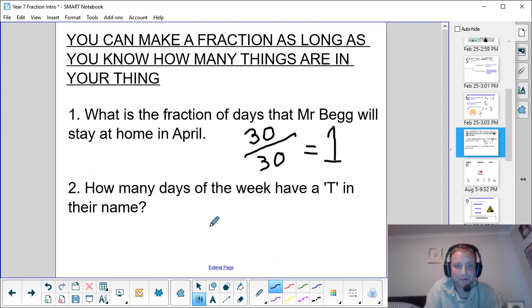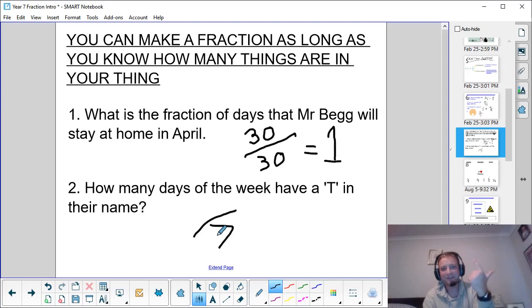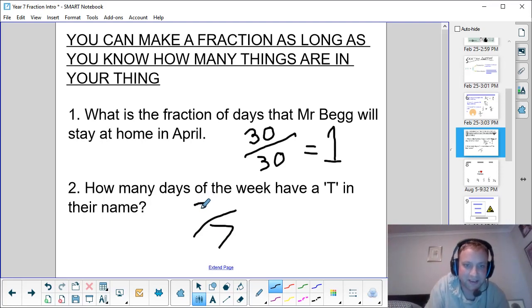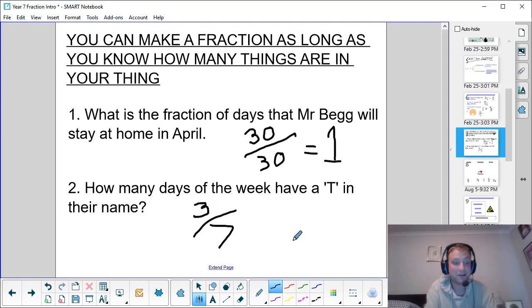Probably a more sensible example, how many days of the week have a T in their name? You've got to know how many days there are in the week, and I know the days are all blurring together for us right now, but weeks still have 7 days in them. So we'll put a 7 down the bottom, that's our denominator, because that's our whole week broken into 7 equal pieces. And how many days of the week have a T in them? Well, Monday doesn't, Tuesday does, Wednesday doesn't, Thursday does, Friday doesn't, Saturday does, and Sunday doesn't. So we'll say it's 3 out of 7, and hopefully that's right.